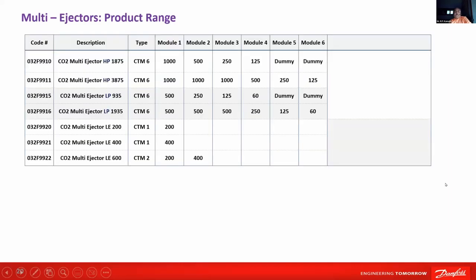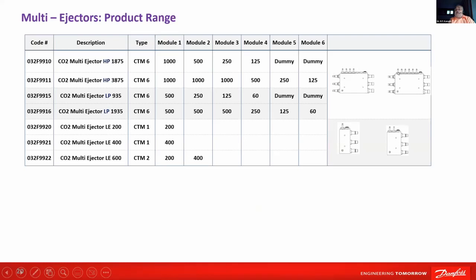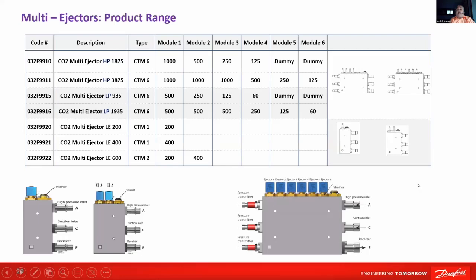Just giving an idea of the product range. I'm not trying to sell. Now here, there are 4 models, which are 4 ejectors and 6 ejectors. In liquid, 1 ejector and 2 ejector. And this is how it looks. The 6 ejector or 4 ejector, the body is same.